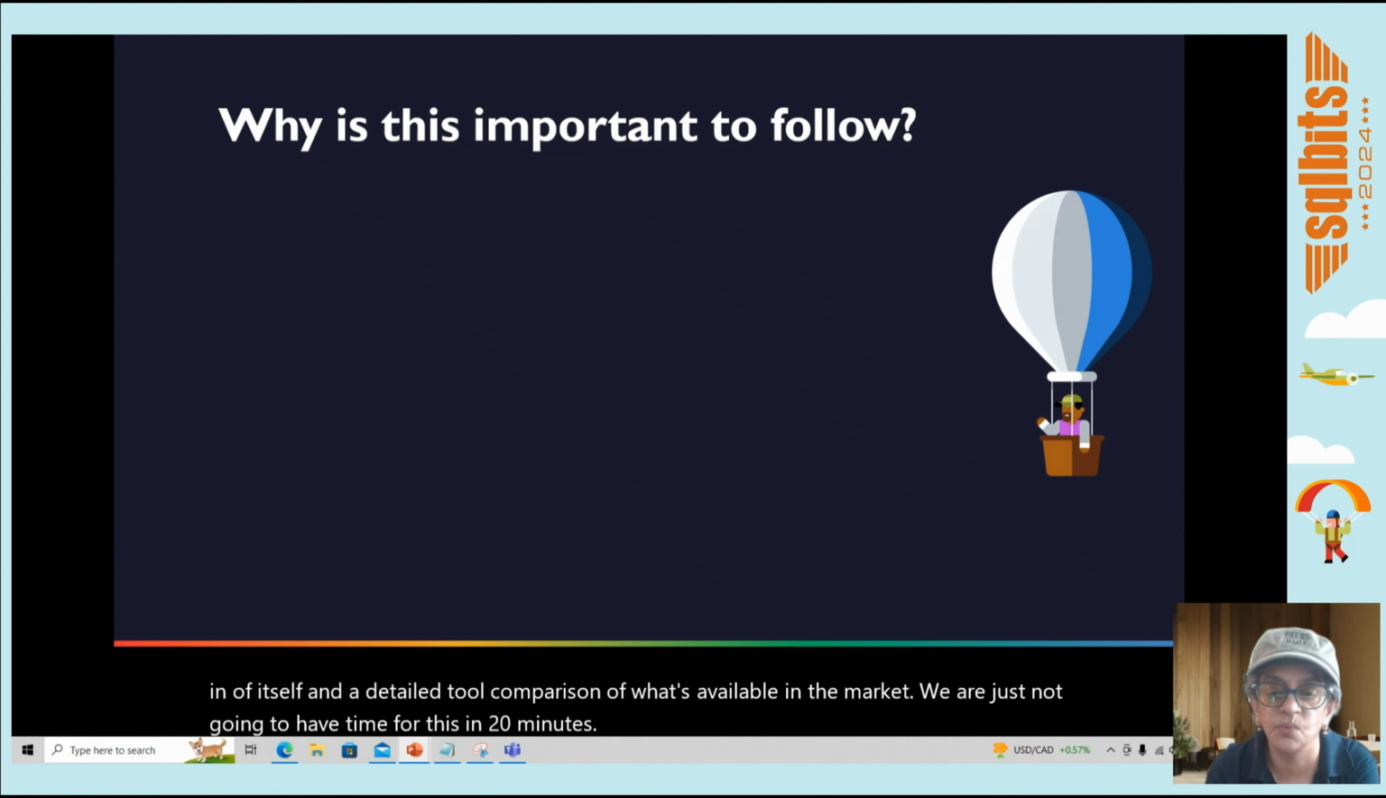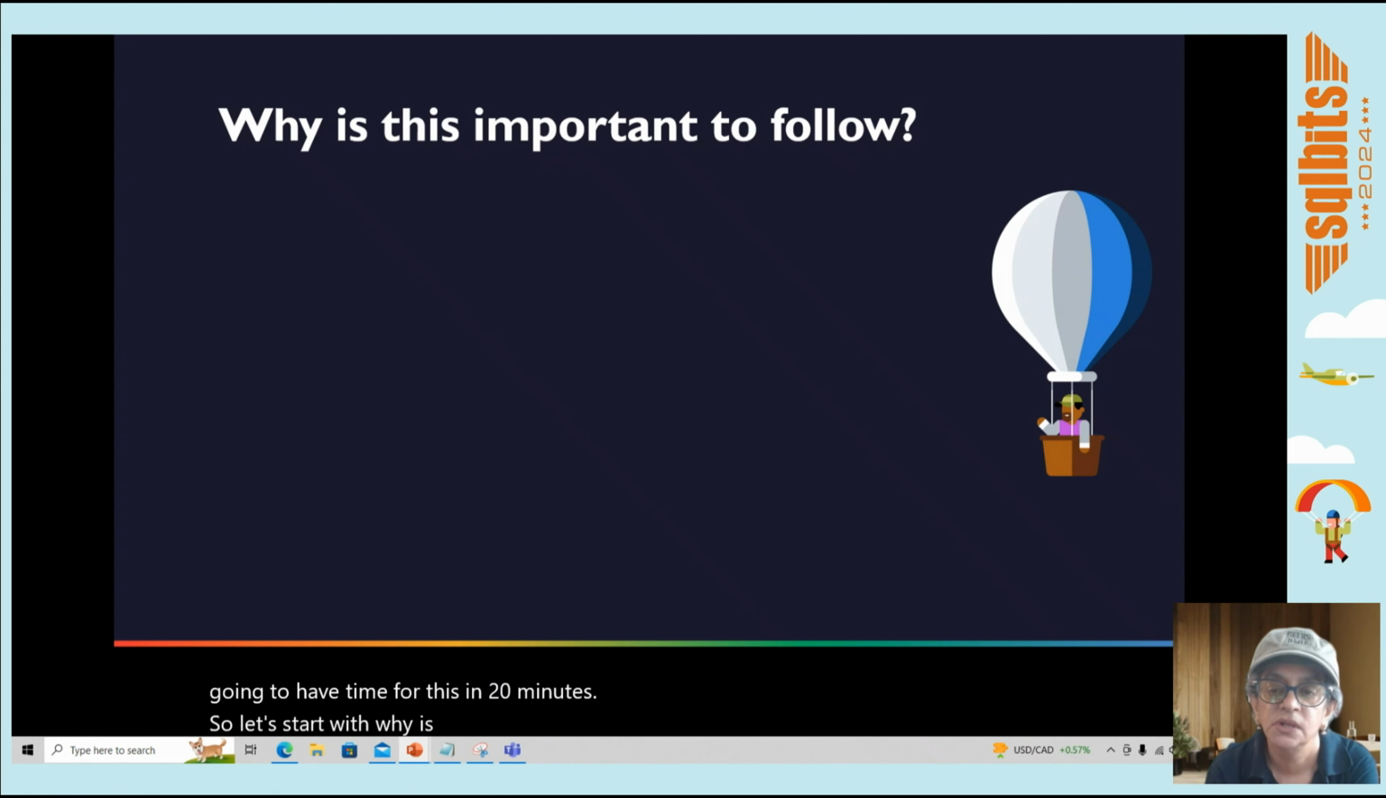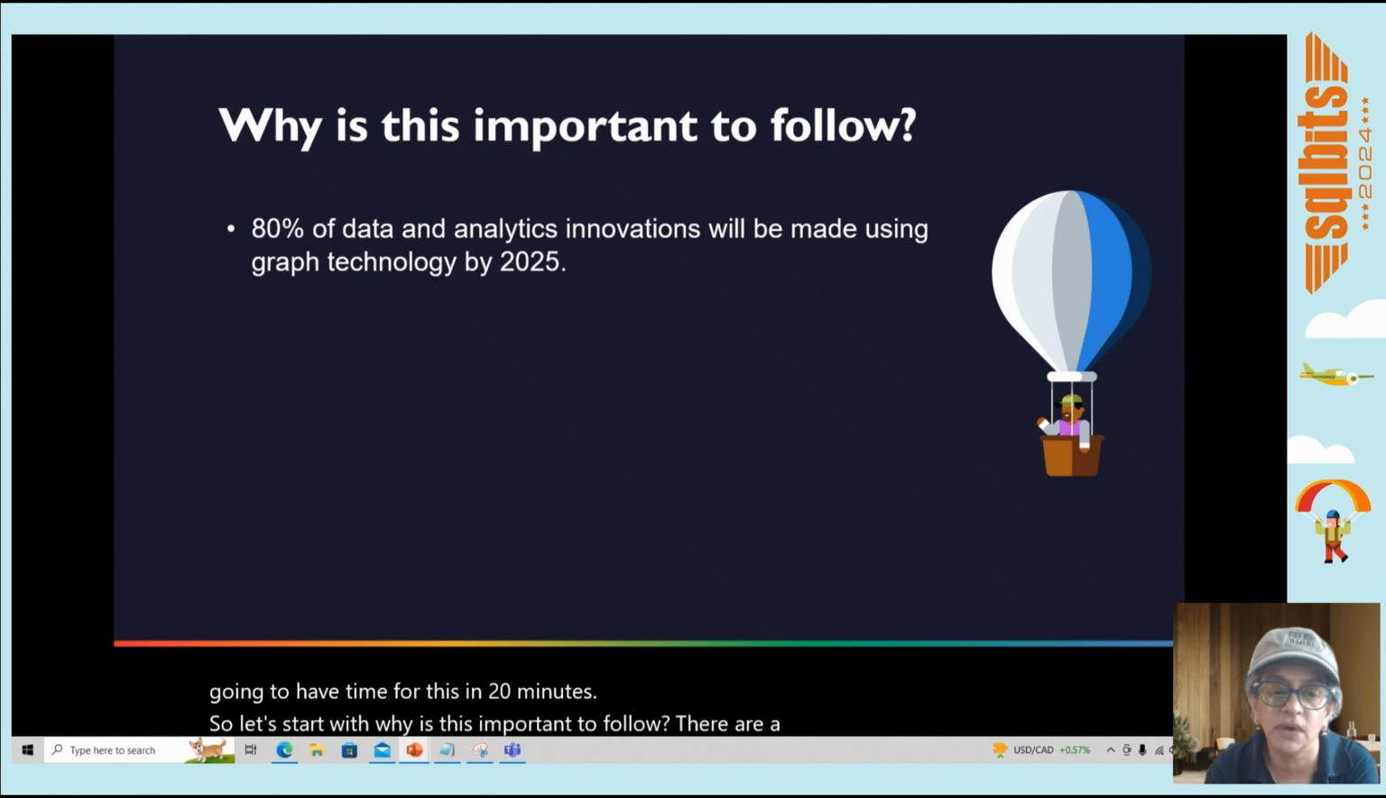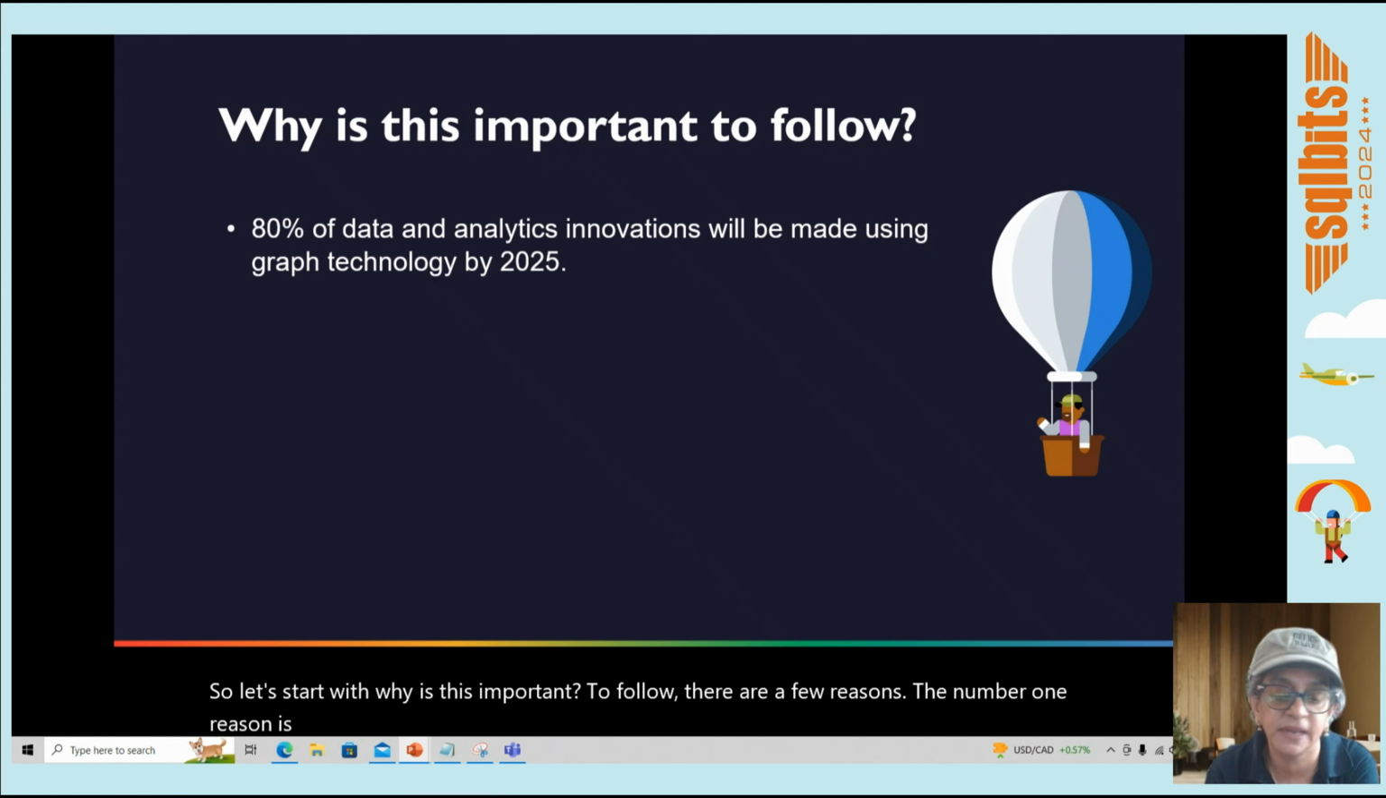So let's start with why this is important to follow. There are a few reasons. The number one reason is that quite a significant amount of data and analytics innovations are going to be made using this technology in the upcoming years. This percentage has just been going up and up in recent years, and it's going to be significantly high.